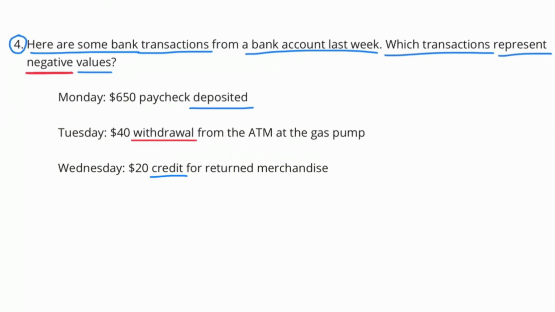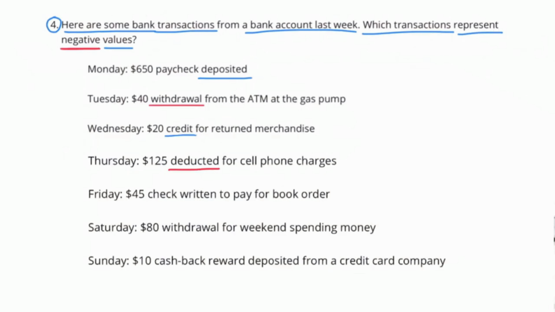Wednesday, $20 credit for returned merchandise. That's a positive because merchandise was returned and $20 was credited back to their account. Thursday, $125 deducted for cell phone charges. That's a negative because $125 was deducted from the account.